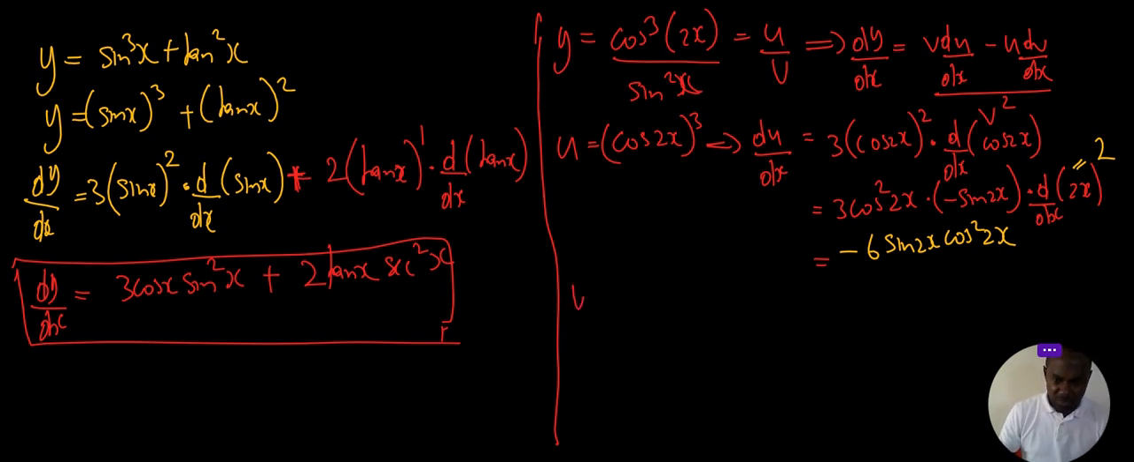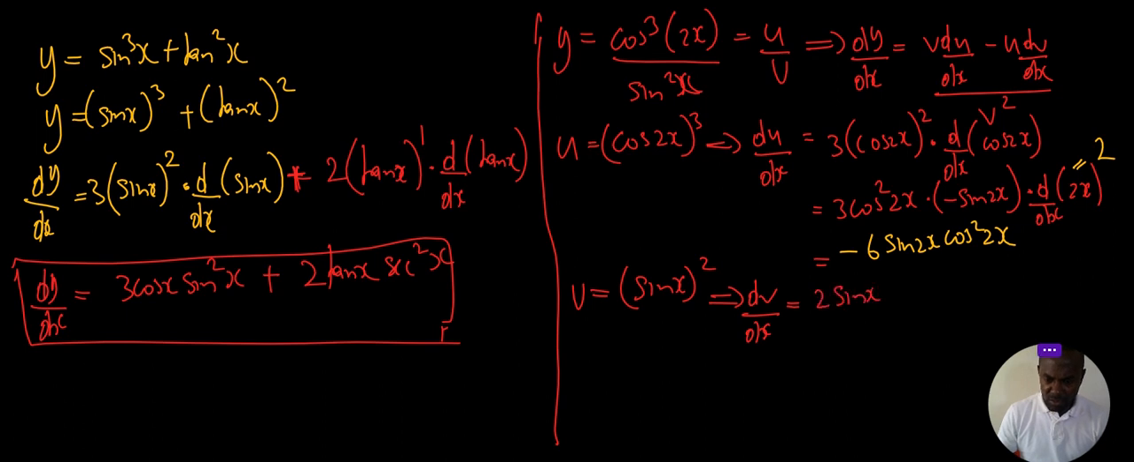So now we say that v is equal to sine x squared. We write it like that for simplicity. And this therefore means that dv by dx is equal to 2 sine x times the derivative of sine x, which is cos x. So this is simply equal to 2 sine x cos x.